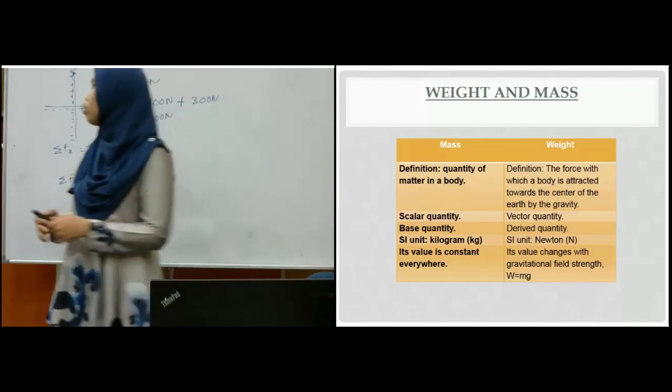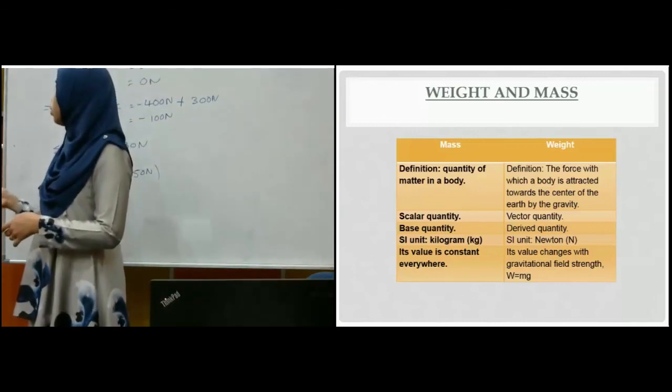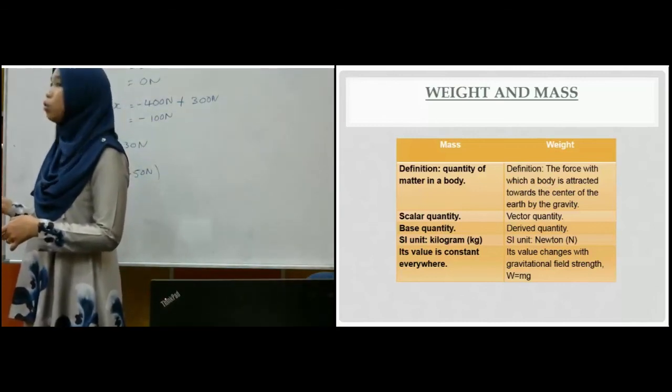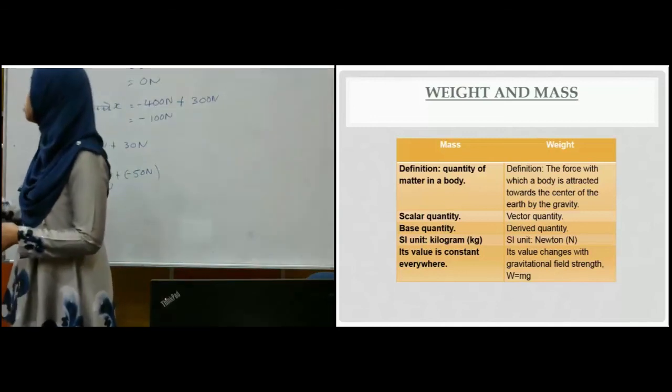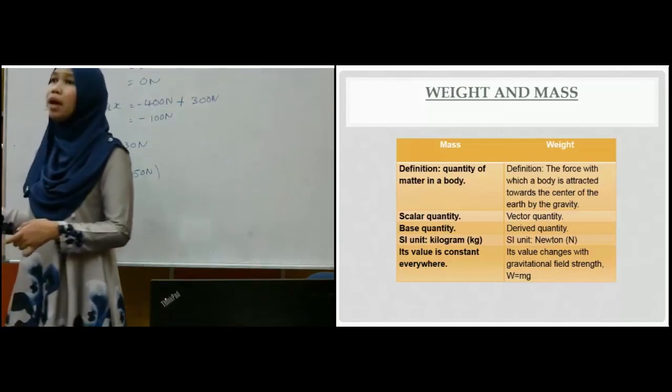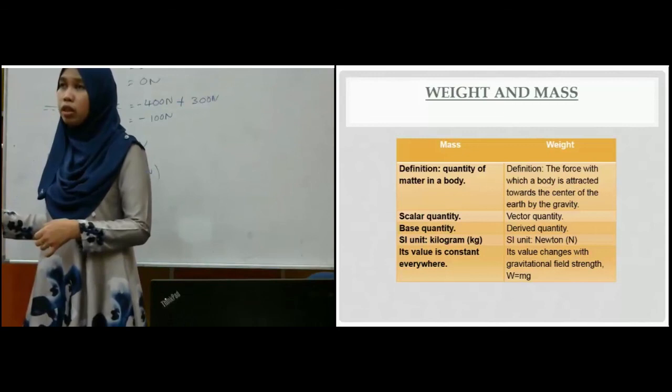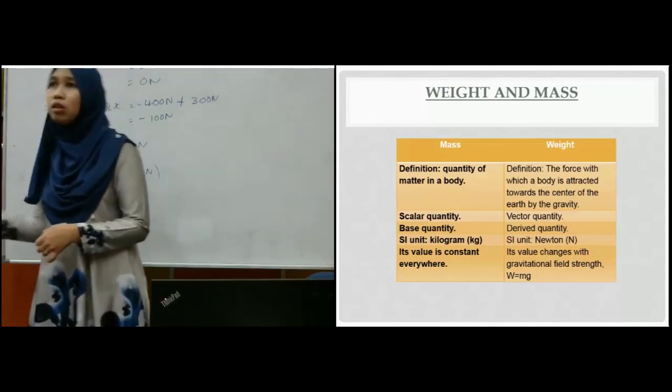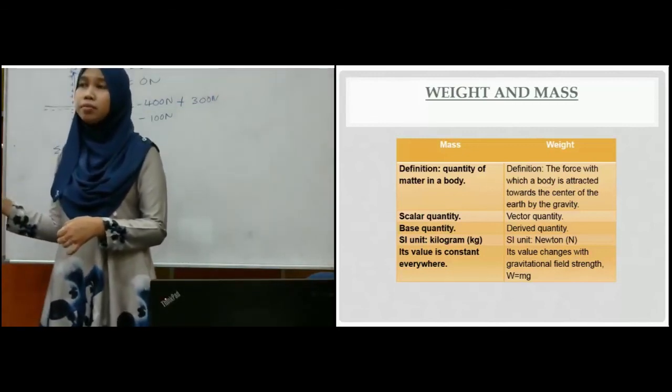And the formula also, W equal to mg. W represents weight, m is mass, and g is gravity. Can you understand the differences between weight and mass? Okay.